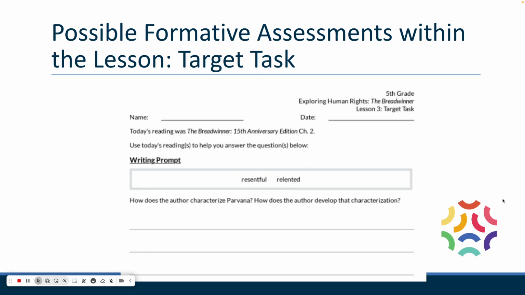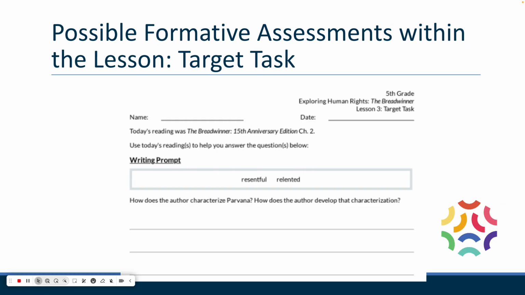The lesson also provides this, the target task. So this could be a possible formative assessment in the lesson. And it's asking them to respond to, again, the same chapter, the same text they've read together as a class and in partners. So we know it's not a new read. And then it's having them write a written response to analyze Parvana.